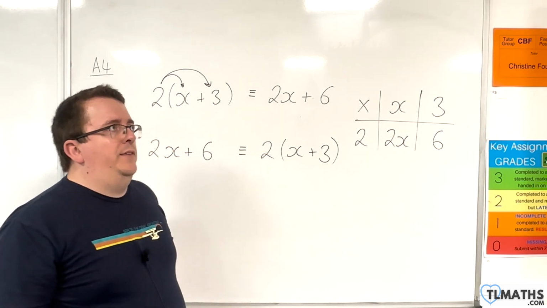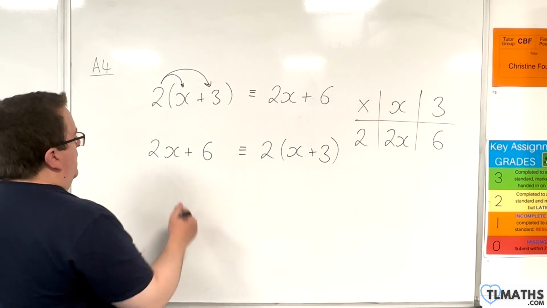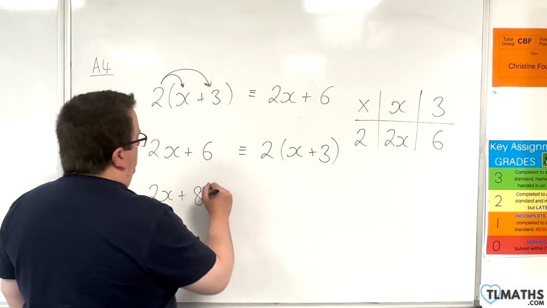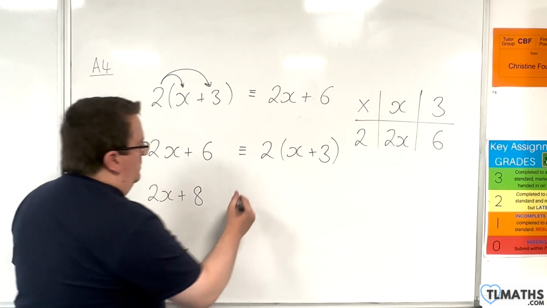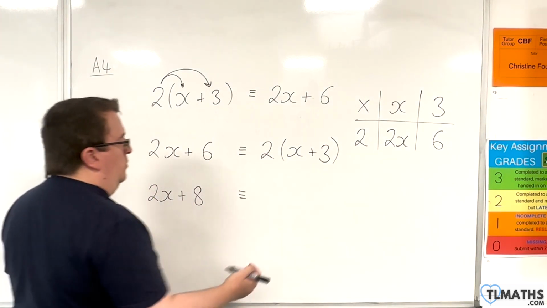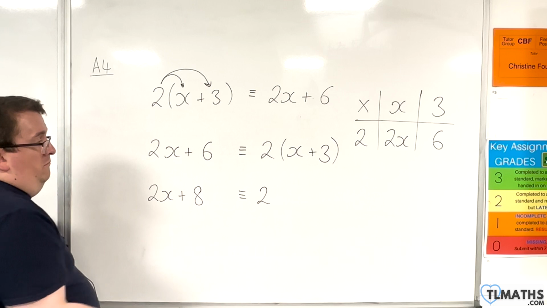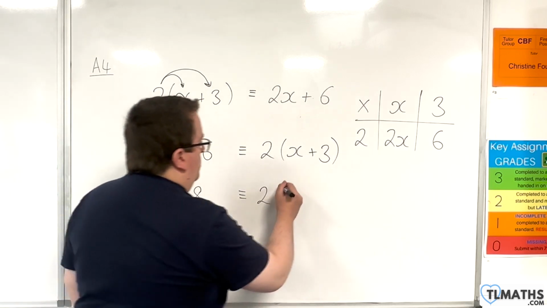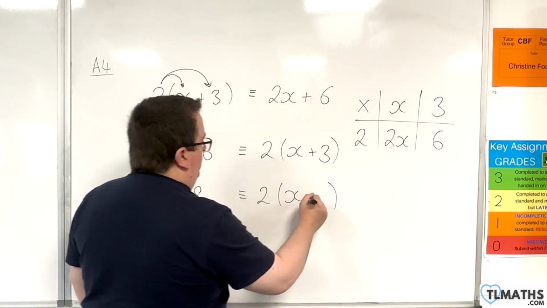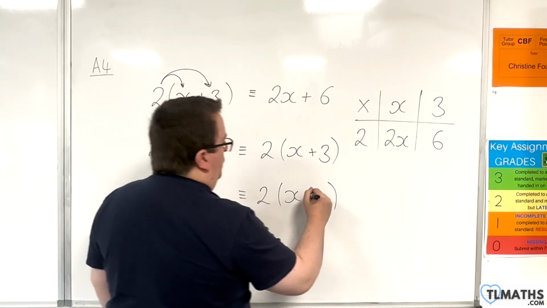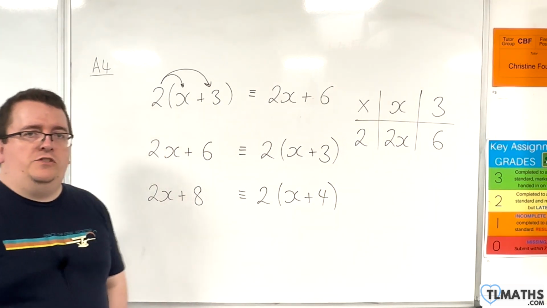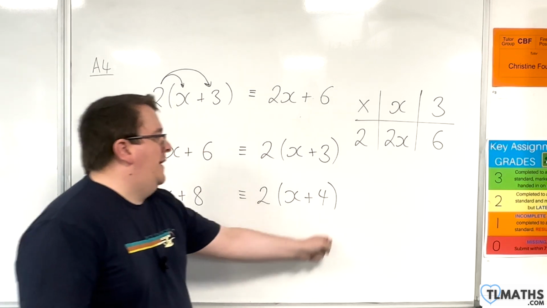Let's take a look at another example. Let's say I had 2x plus 8. Well, spotting that both 2 and 8 have a common factor of 2. Okay, they're both even. So 2 times some bracket. 2x divided by 2 is x. 8 divided by 2 is 4. So 2 lots of x plus 4. Okay, so that is fully factorized.